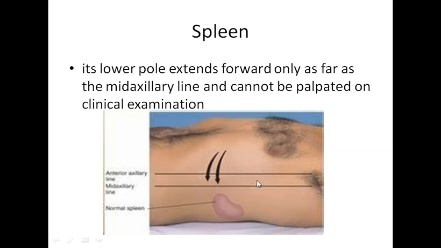ठीक है? Now see, the patient is in the supine position. ठीक है? ये हमारे पास axilla है. This is the anterior thoracic and abdominal region. ये posterior है, back पे है. ठीक है? ये हमारा spleen है, which is lying in the posterior part of the abdominal cavity, right?